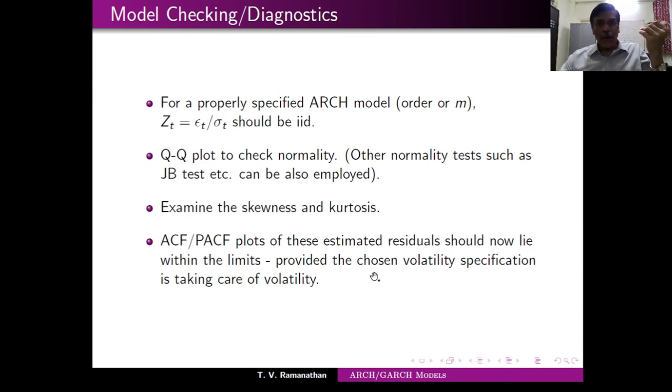So in the PACF plot, the estimated residuals should lie within the lines, provided the chosen volatility specification is taking care of the volatility. Because if this specification is wrong, then you won't get this to be the z_t that you have started with. You have made some assumption for z_t that will not be satisfied if you have not done a good job of this modeling. So that is the crux of the matter.